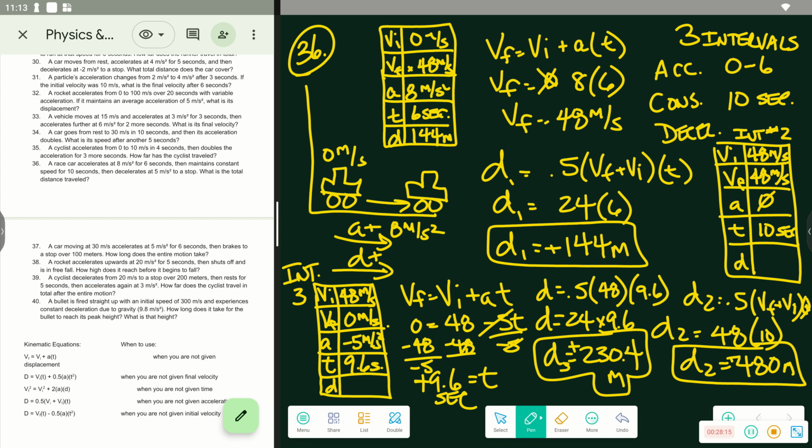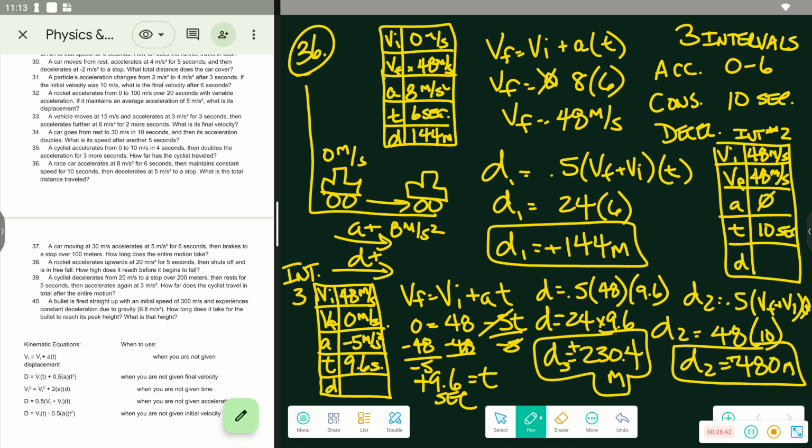You see it now? Yeah. Okay. So then once we have our time, we can again go back to D equals VF plus VI times 1/2 times time. Well, 48 plus 0 is 48. Half of 48 is 24. Your time was 9.6 seconds. So your D3 is 230.4 meters.